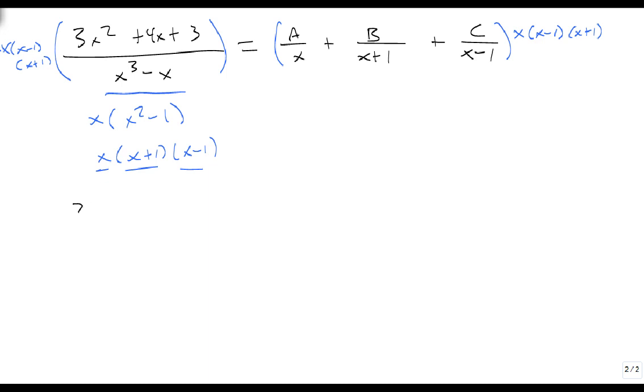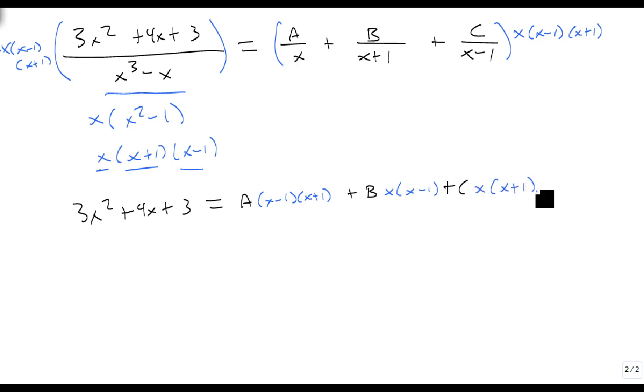That gives us the equation 3x² + 4x + 3 equals A times (x + 1)(x − 1), plus B times x(x − 1), plus C times x(x + 1). Notice I'm only writing each by what it's missing. We'll multiply this all out. So this is x² − 1, this is x² − x, and this is x² + x.